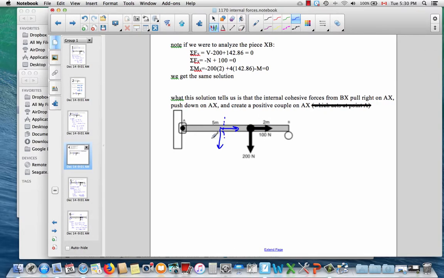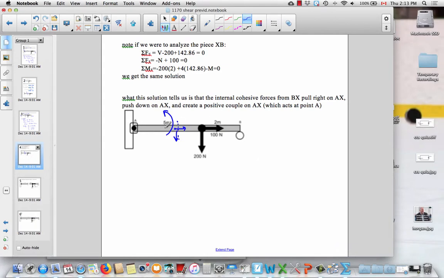And it also experiences a moment due to the inhomogeneity in the tensile force. And that moment's called the bending moment. So these two forces and this moment are internal. They're due to one part of the structural element pushing and pulling and torquing another part of the structural element.